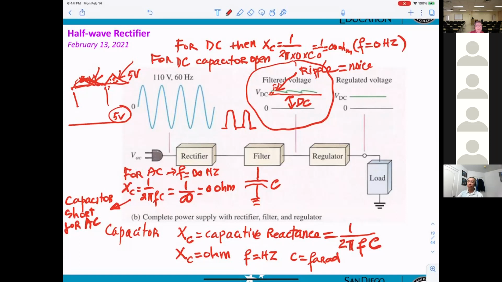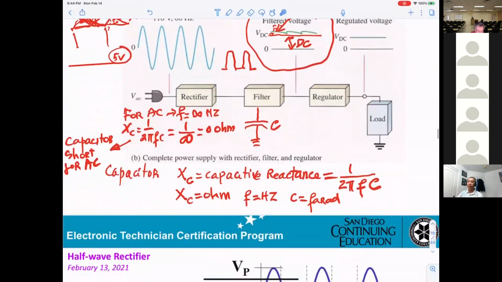You can see on this picture here, they can go to the next one, which is the regulator, before they go to the load. On the regulator, they don't want any more ripple. You can see that on this one you get a ripple. However, after the regulator, you don't have any more ripple.